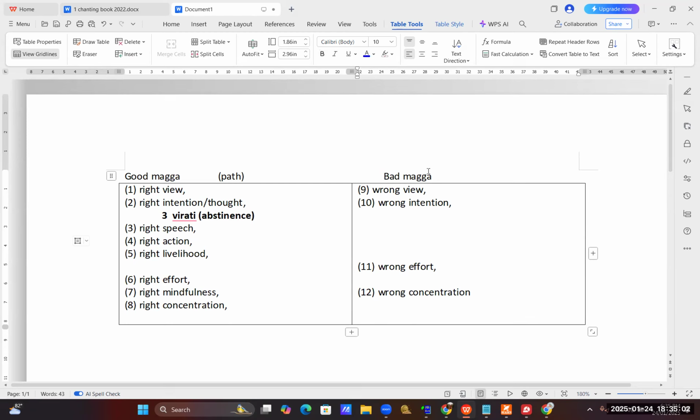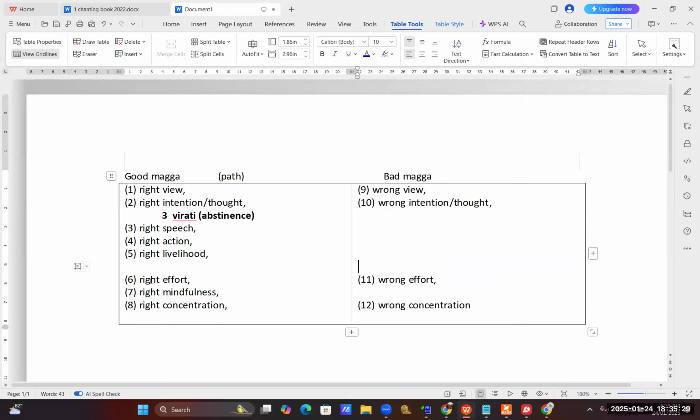So that's why in a bad magga, you don't have these 3, but you have a right view. Here you have wrong view. Right intention, in the bad side, you have a wrong intention or wrong thoughts. Because when somebody has wrong view, the thinking will be wrong, so there will be wrong thoughts. When somebody has right view, then there will be right thoughts. But for wrong path or bad magga, bad path, there's no 3 virati here.